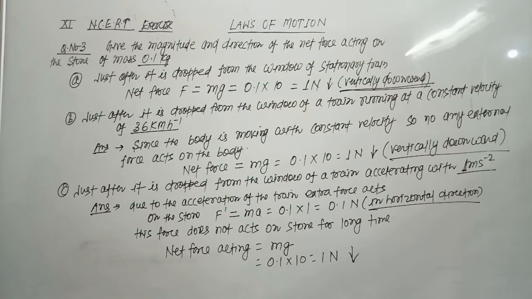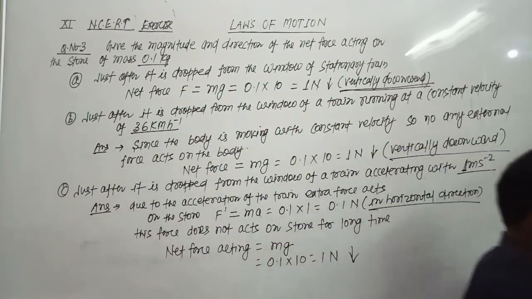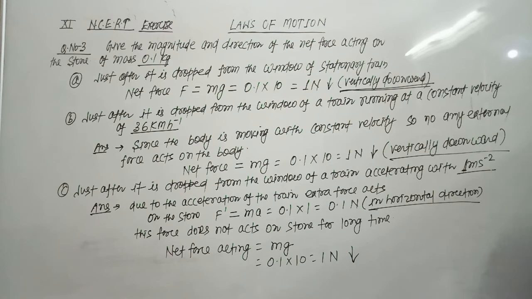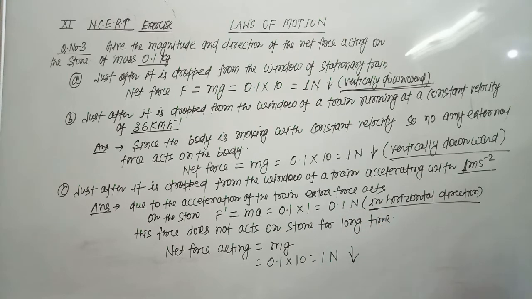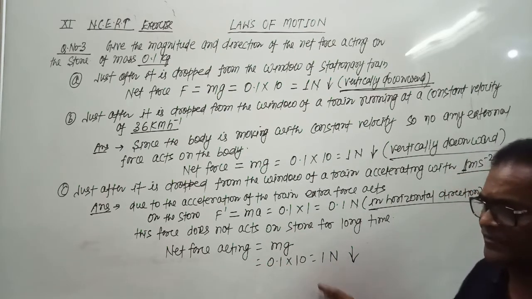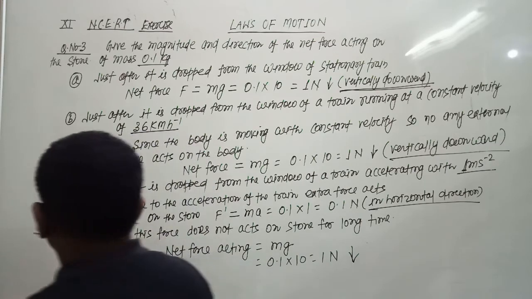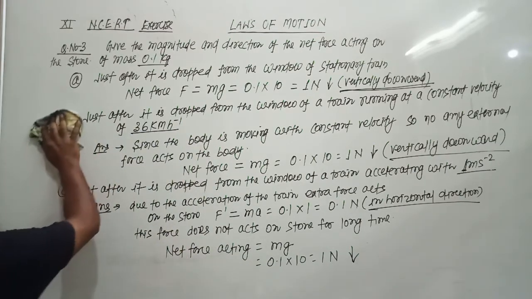So in case number 3, the net force acting is also 1 Newton in the downward direction, because due to the acceleration of the train, the force F dash of 0.1 Newton acts momentarily. It doesn't act on the stone for a long time. So for the long time, the net force is the weight of the stone, which equals m into g, and that is 1 Newton.